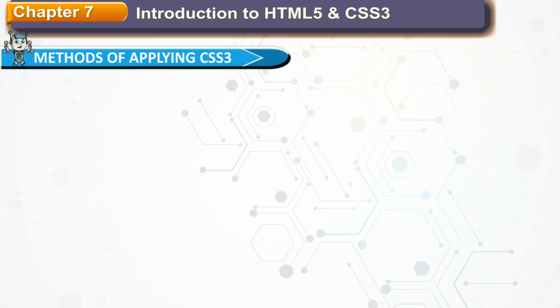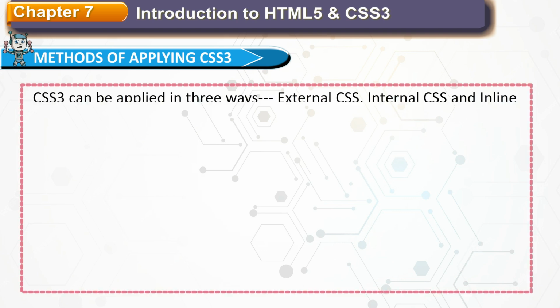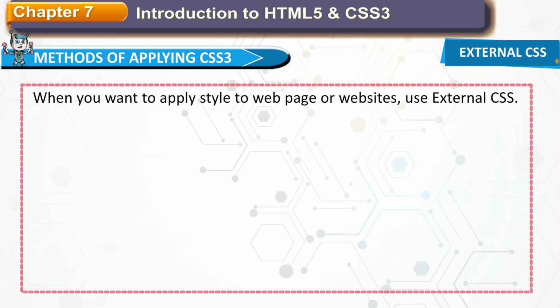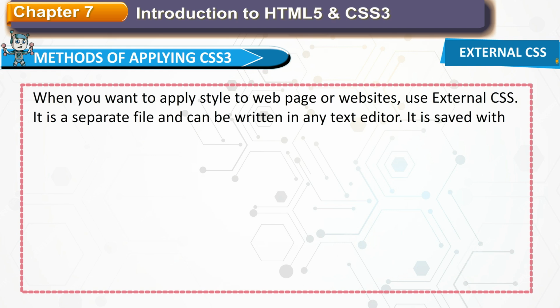Methods of applying CSS3. CSS3 can be applied in three ways: external CSS, internal CSS, and inline CSS. External CSS. When you want to apply style to web pages or websites, use external CSS. It is a separate file and can be written in any text editor. It is saved with .css as the extension.